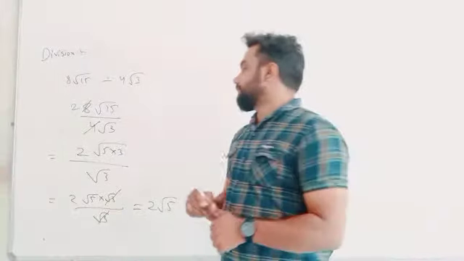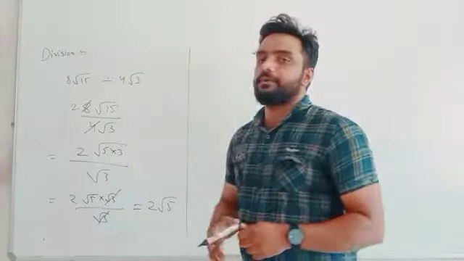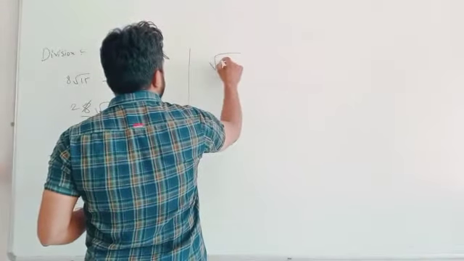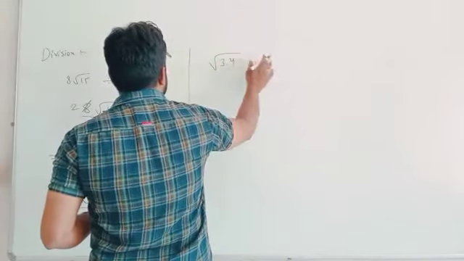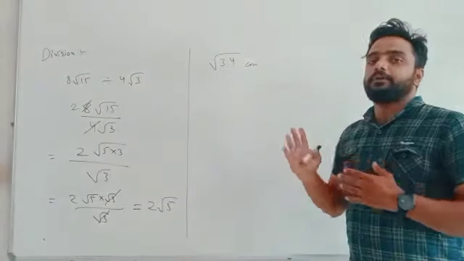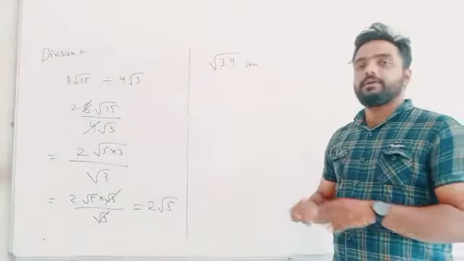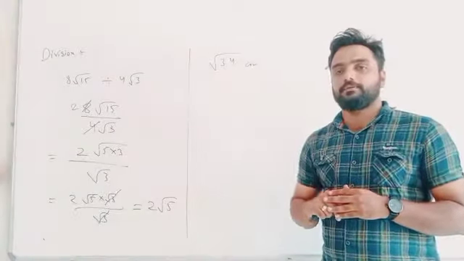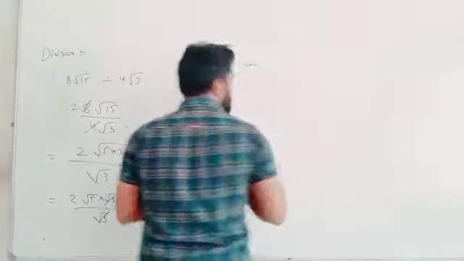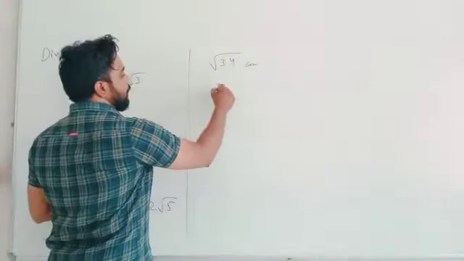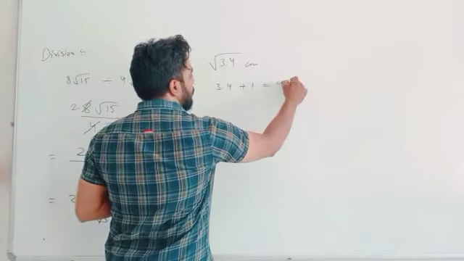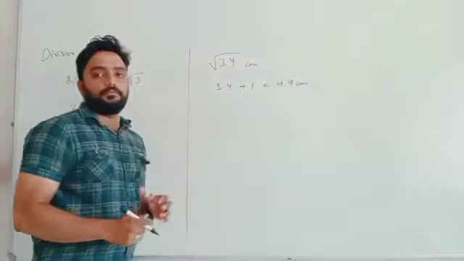Now the next method, how you can represent the value given in this way, that is square root of 3.4 centimeter. Suppose I want to find this value on the number line, that is square root of 3.4 centimeter. So how can you find this value on the number line? This is the easiest way in order to find this value. What you have to do, the first step, is add 1 to 3.4. So that will be 4.4 centimeter. Understand or not?